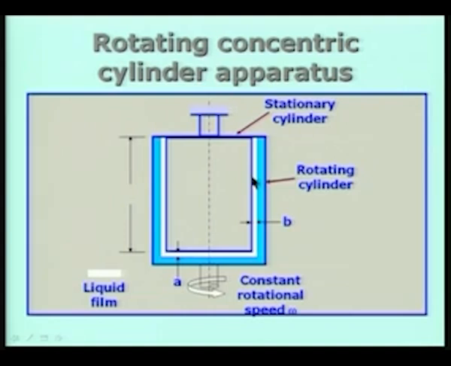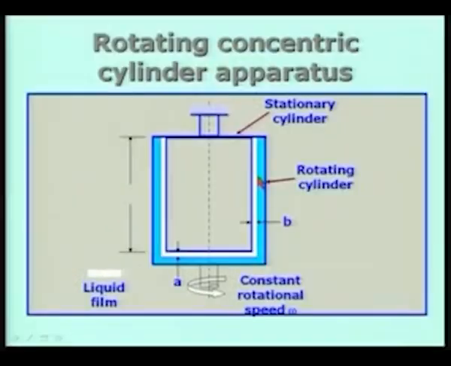When you have a linear velocity profile, the shear stress is a constant, because shear stress tau is equal to mu du by dy. If du by dy is a constant because it is linear, that means tau is proportional to mu. So there is a constant shear stress which is going to be experienced by the stationary cylinder. Of course, the same shear stress will also be experienced by the outer cylinder in the opposite direction.